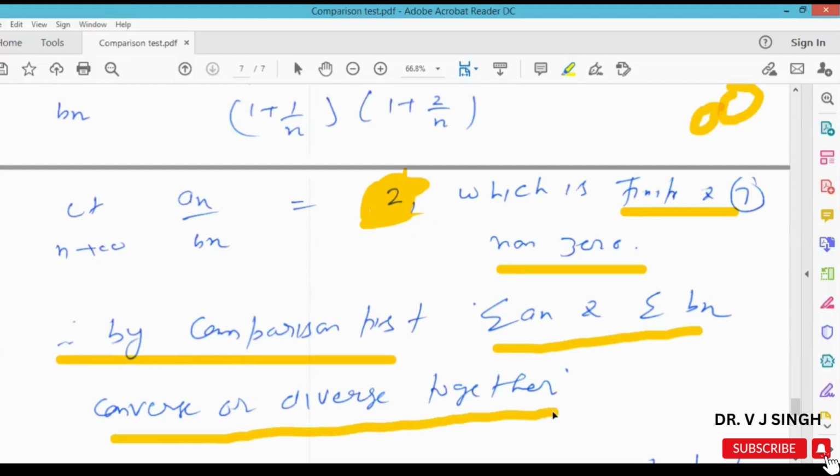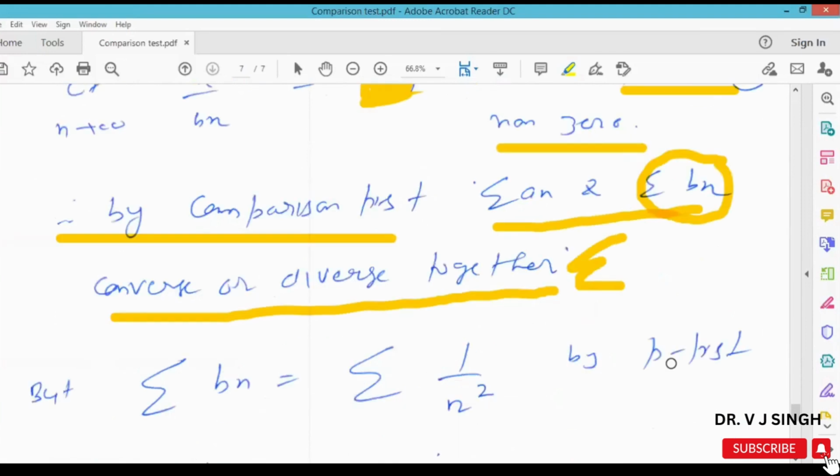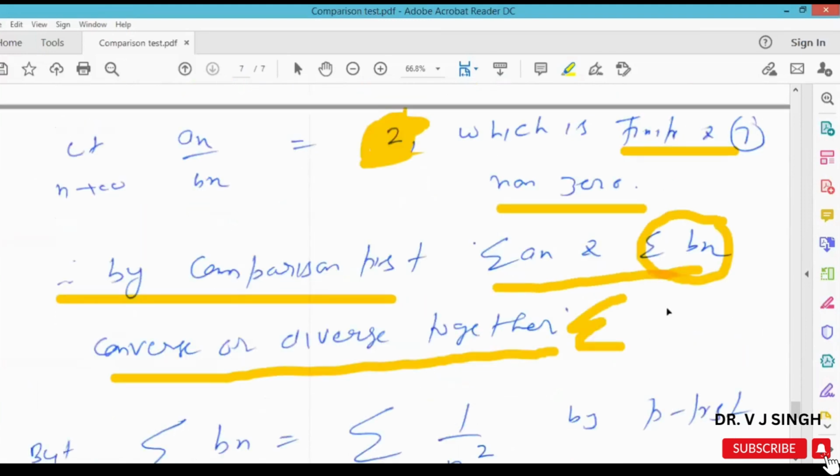This means that if an is convergent then bn is also convergent, and if bn is convergent then an is also convergent, the same. Now we have to check either one of the two, and we always check bn. What is bn? bn is 1 by n square.